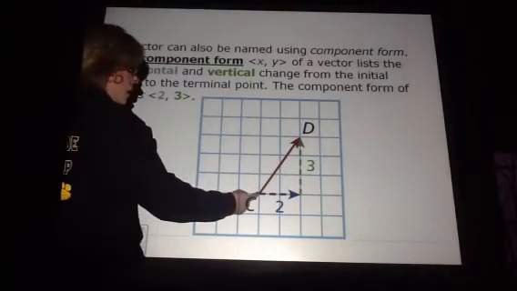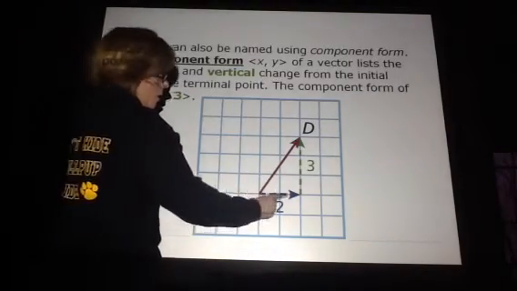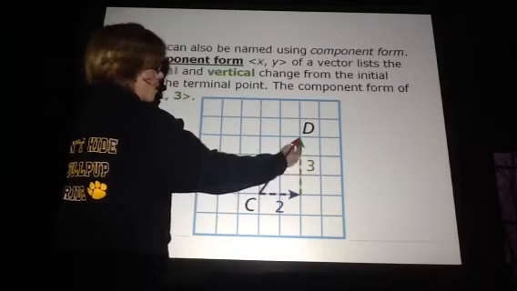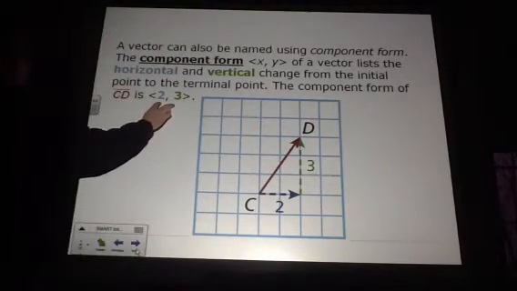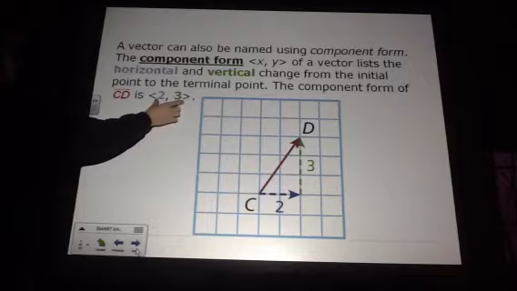All right, so what you do here, this is vector CD, initial point, terminal point. All right, we start at the initial point. We go horizontal, 2 units, vertical, 3. So the component form would be written 2, 3 with your symbols here.